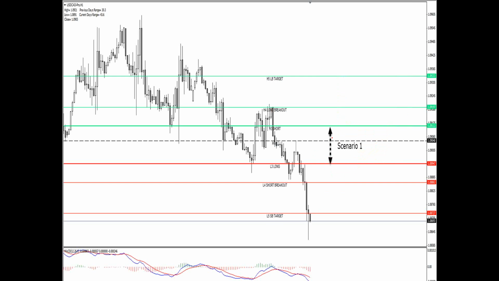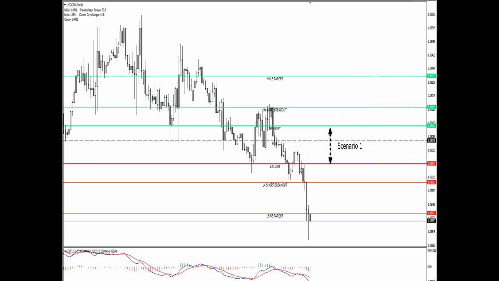But the main and general rule is that usually the price will open between H3 and L3. The price will usually open here. Now, this is scenario 1. For a long trade, you need to wait for the price to go below the L3 level, and then when it moves back above L3, buy. Stop loss is below L4.